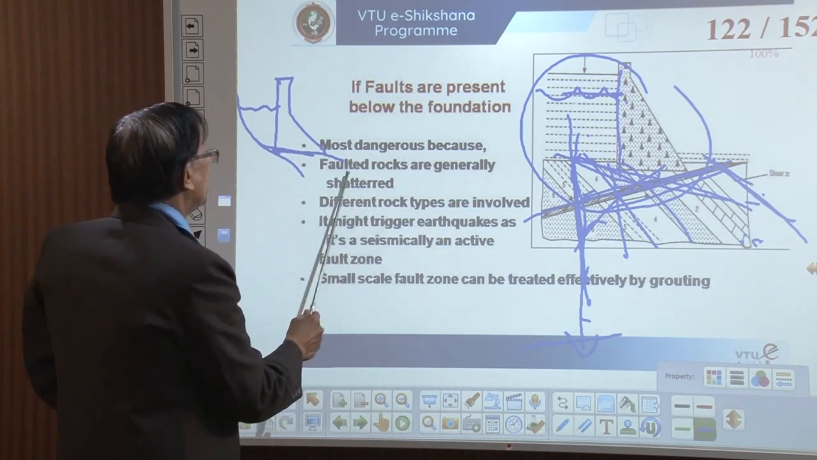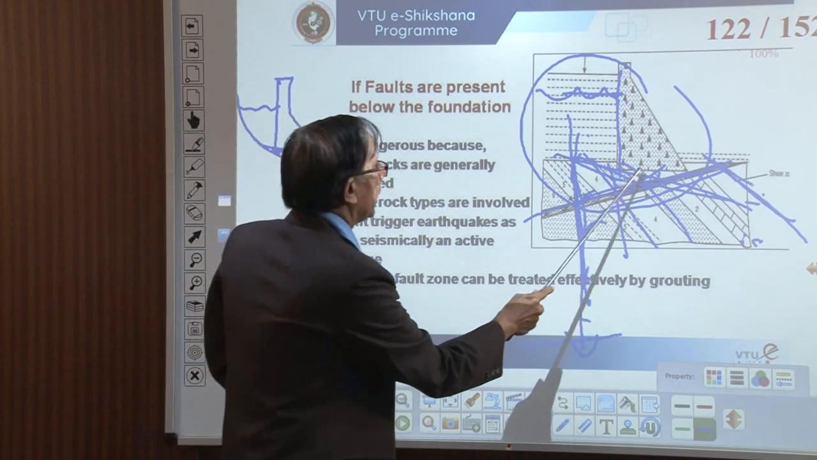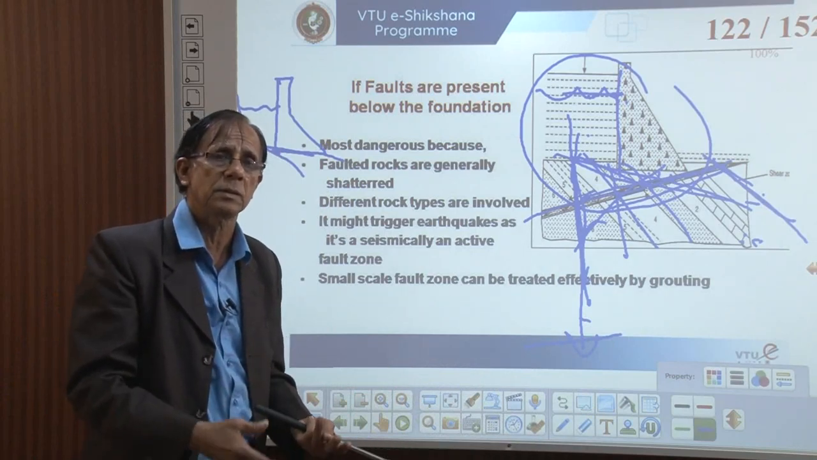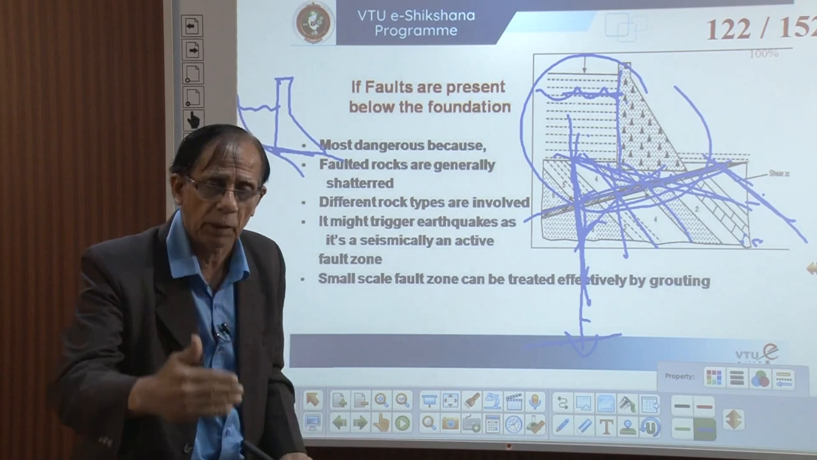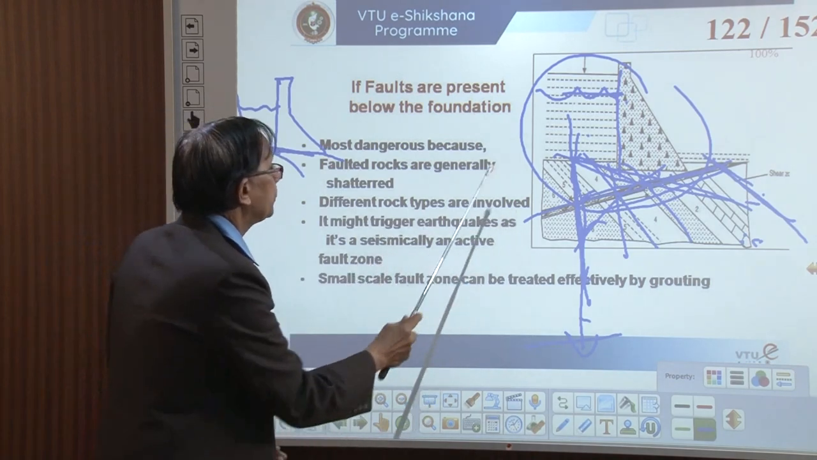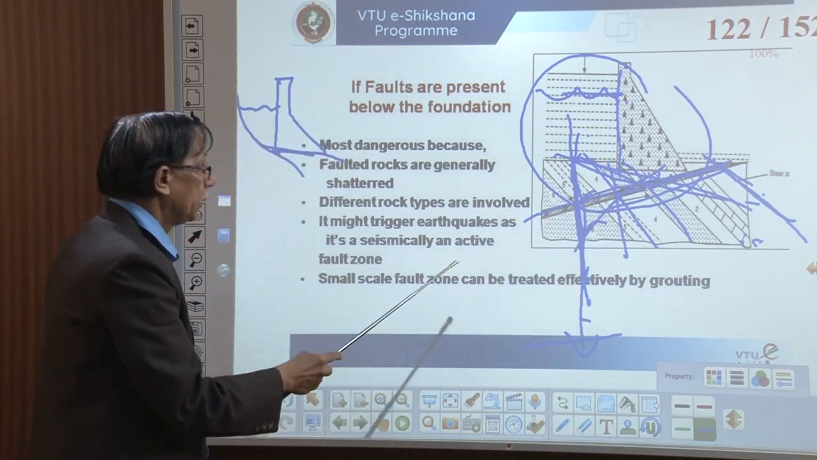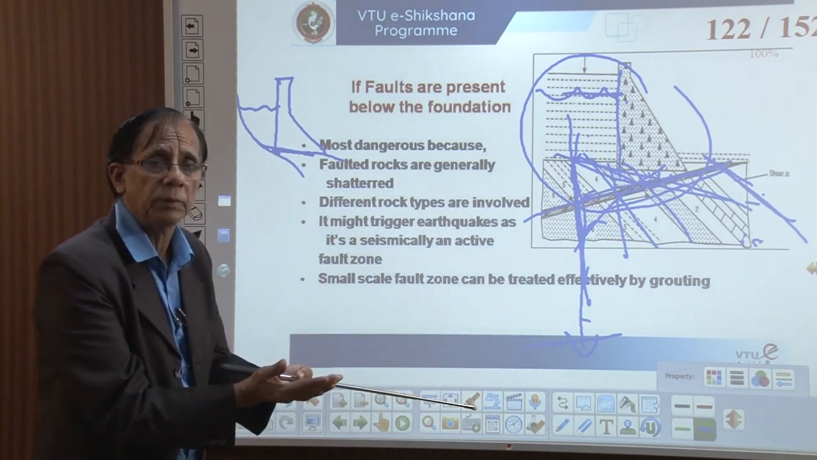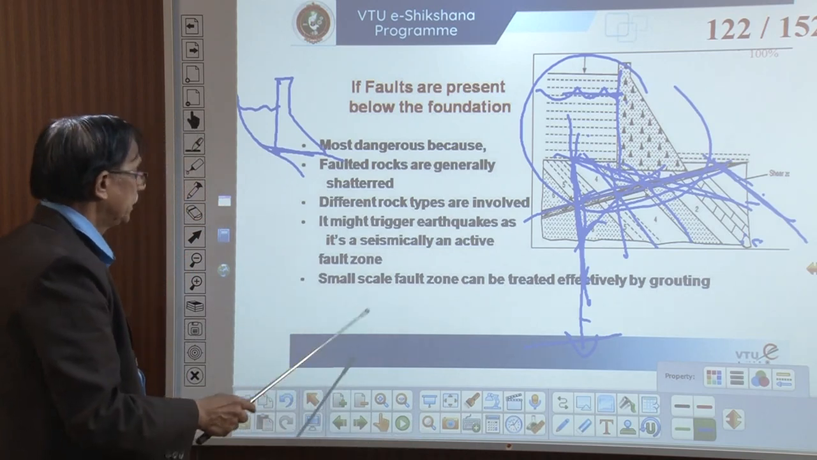Most dangerous, because faulted rocks are generally shattered. Not only that, they are highly shattered and fractured, and their load bearing capacity decreases. Because of cracks, their porosity is increased. They may undergo weathering over time, etc. Different rock types are involved, and because of this, if we have a fault plane, on either side of the fault plane a different type of rock can be present, then again there is a problem in the design.